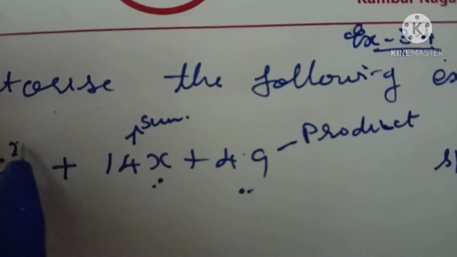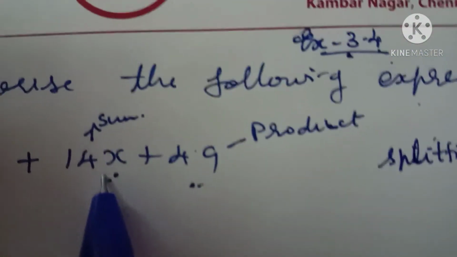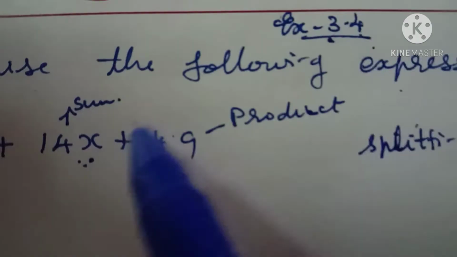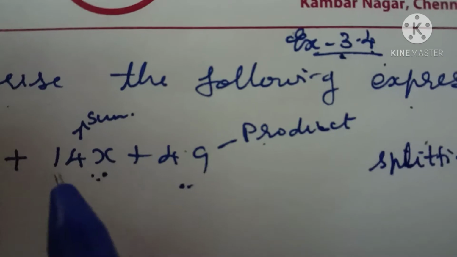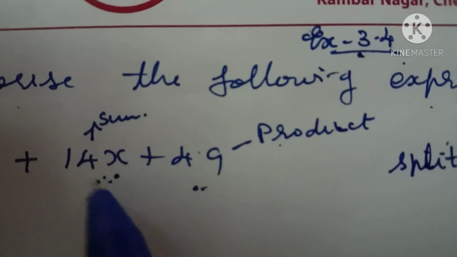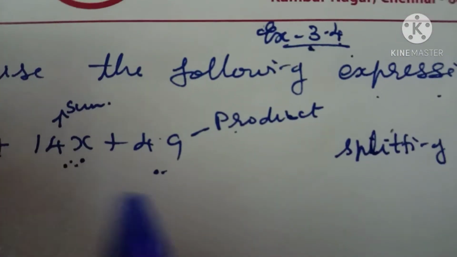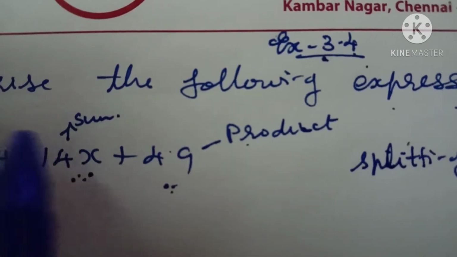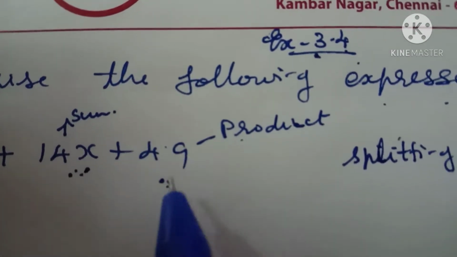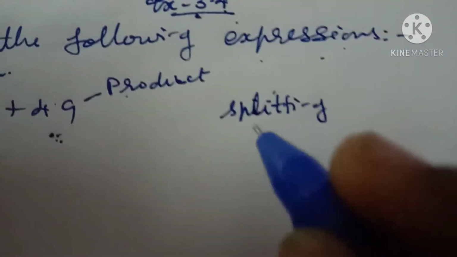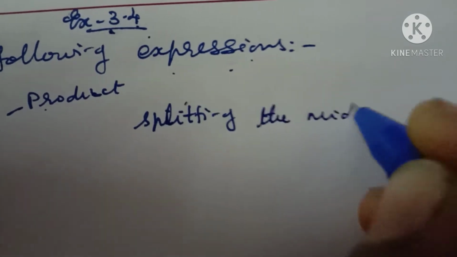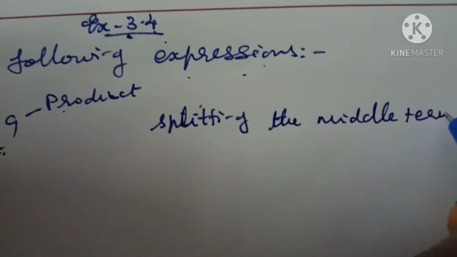Today we are going to see exercise 3.4 factorize. An algebraic expression in the form of x square, then x term and then constant. The first term is called the product, the middle term is called the sum. If you get an algebraic expression like x square, then x term and constant, this type of factorization is called splitting the middle term.